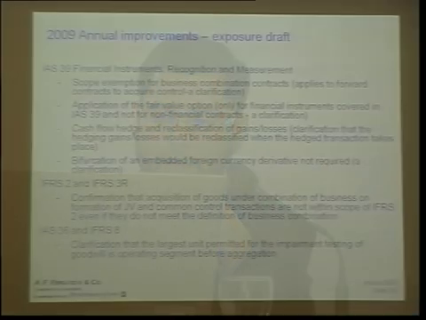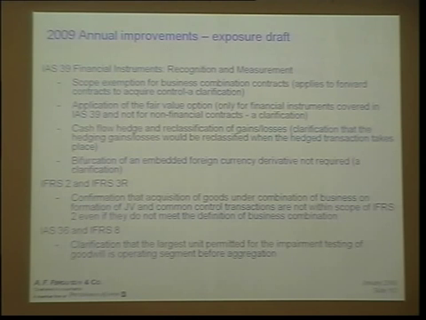These are the future next year improvements. There are some clarifications. The first one is again a clarification. The second one is a clarification. The third one, clarification that the hedging gains and losses would be reclassified when the hedge transaction takes place. If you remember, the recycling from other comprehensive income. Then bifurcation of an embedded foreign currency derivative not required, again a clarification.